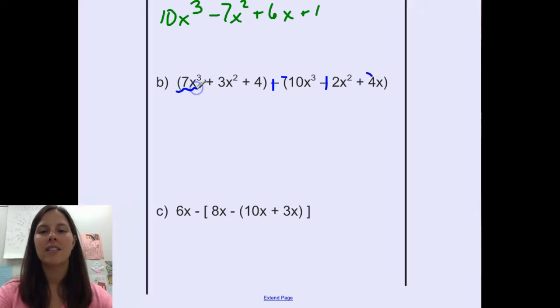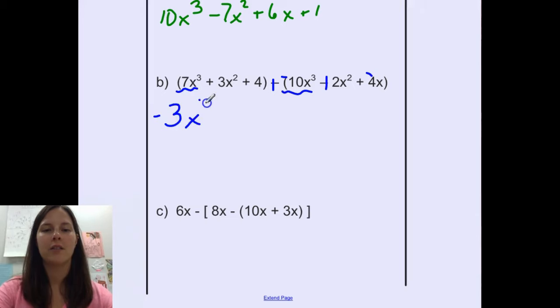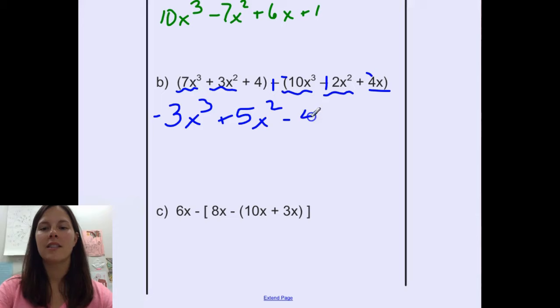Now we have 7x cubed minus 10x cubed for a -3x cubed. 3x squared plus 2x squared for a total of 5x squared. The -4x doesn't have any like terms, and neither does our +4.